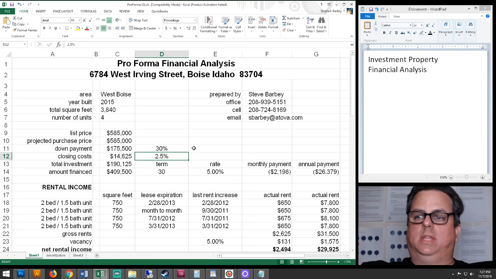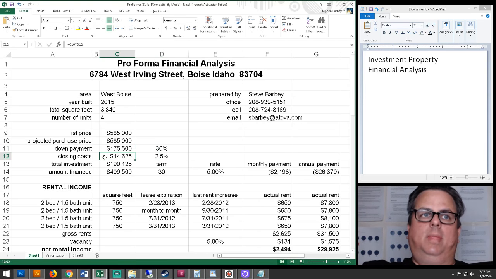And you saw when I changed that, I go back down right here, it's going to change that to 11.7. I go back to 2.5. You can see it goes back to 14.625. So as I mess with the numbers that are my inputs, the numbers that are my calculations are being updated automatically. So my total investment is a calculation. That's an addition of things above. And the amount financed, same thing. It's the purchase price less the down payment equals the financed amount.